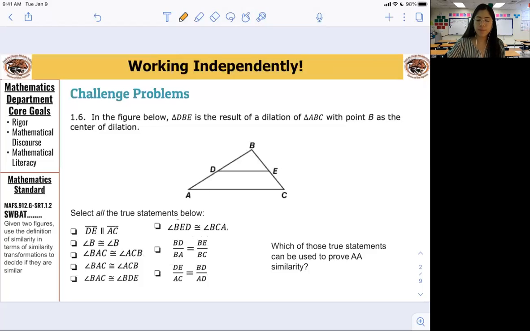All right, so first off, let's go ahead and take a moment, look through your options. We're not going to pay attention to this quite yet. So you're just going to select all the true statements. I'm going to give everyone about a minute to think about it, look through it, and make your decisions. And then after that, I'll show you how you will show me your answers. So take a minute.